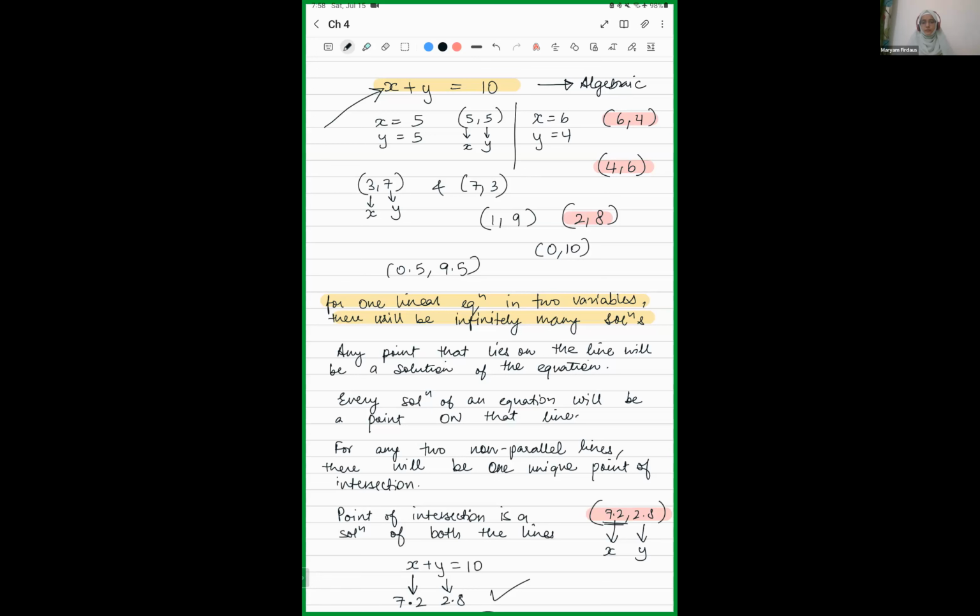How many solutions did I just tell you? Infinite. Yes, infinitely many solutions, right? We just now saw that you can have as many solutions as you want. So for a linear equation in two variables, you will have infinitely many solutions.